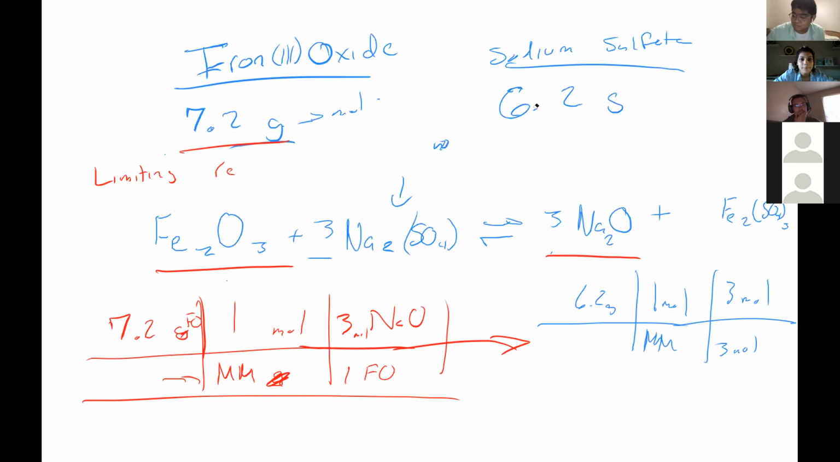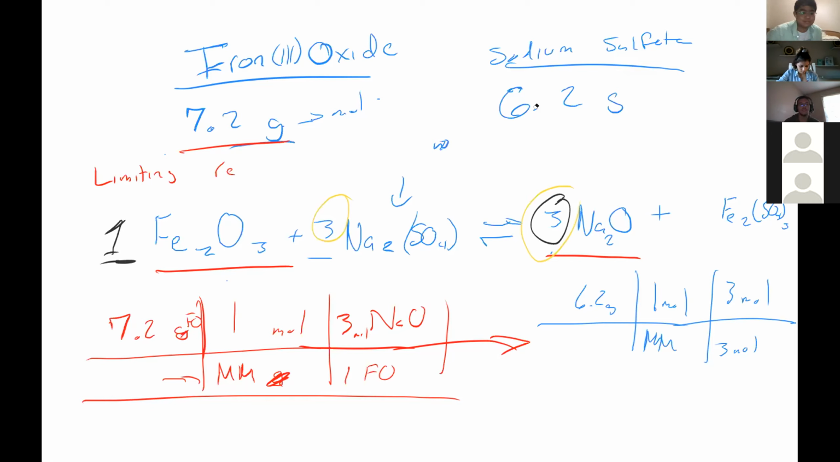3 and 1. Oh, well, we look at it here, right? So for every 1 mole of iron 2 oxide, we have 3 moles of sodium oxide. And same thing for here, for every 3 moles of sodium sulfate, we get 3 moles of sodium oxide. Make sense?